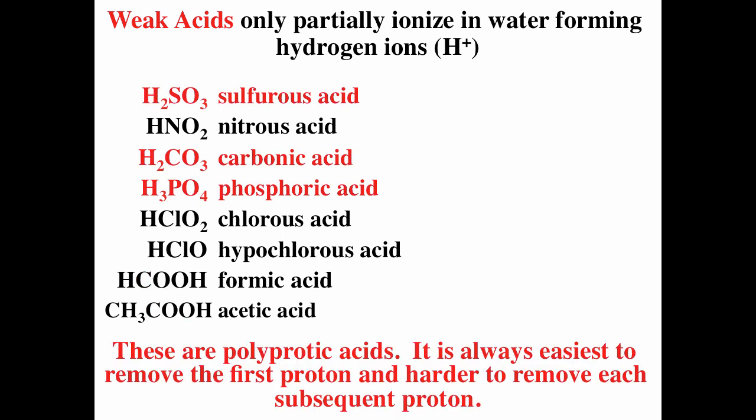Now, polyprotic acids means you have more than one acidic proton. H2SO3 is polyprotic, H2CO3, H3PO4. The number of acidic protons does not affect whether it's a strong or weak acid. So H2SO4 is a strong acid because that first hydrogen comes off easily. H2SO3 is a weak acid because that first proton does not come off easily. Phosphoric acid has 3 acidic protons, but it's still a weak acid.